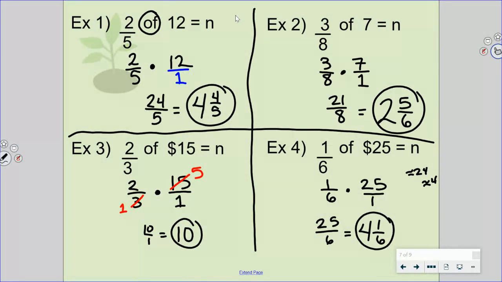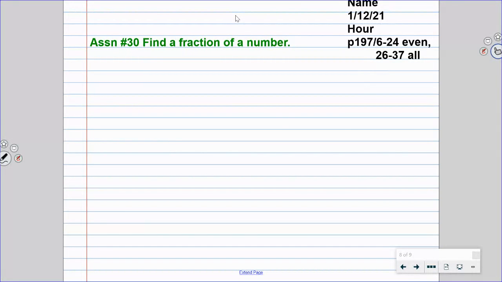So use your number sense skills to make an estimate first. Then go ahead and multiply the part times the whole, and you will get whatever that part, piece, or portion is. More on that when we get back into class, folks.